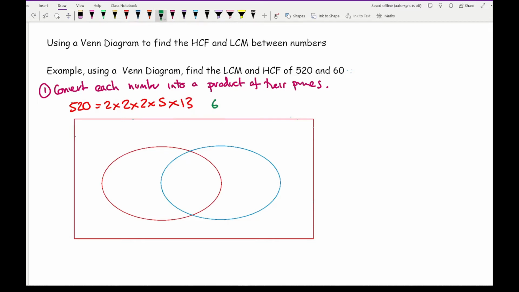Then if I do the same for 60, writing that as a product of their primes, I get 60 equals 2 times 2 times 3 times 5. Now the next step, step 2, is to draw and complete the Venn diagram.